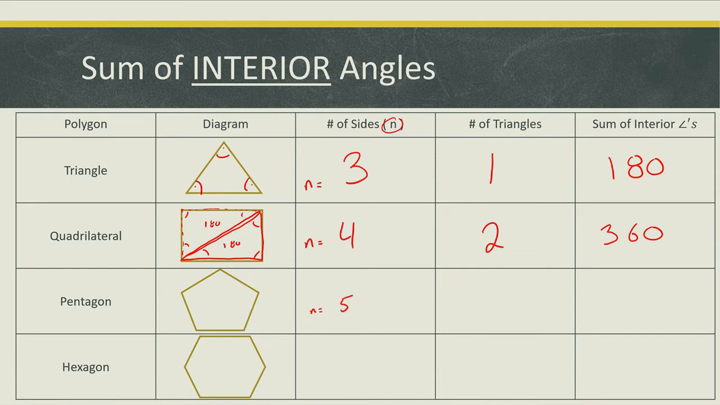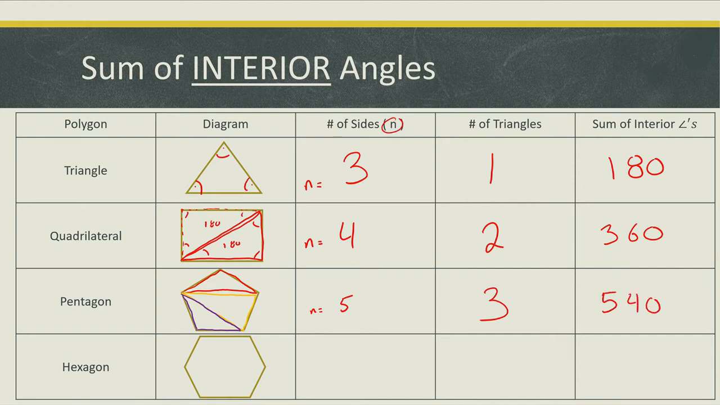Now a pentagon has 5 sides, so n equals 5. We're trying to figure out how many triangles I can fit in here. Remember, we need 3 sides to create a triangle, so I'm going to start here. Here's my first triangle, and I can fit a second triangle here. So we have 2 triangles so far, and that leaves me with a third triangle here. Each triangle adds up to 180 degrees, so with 3 triangles we add 180 three times, which takes us to 540 degrees.